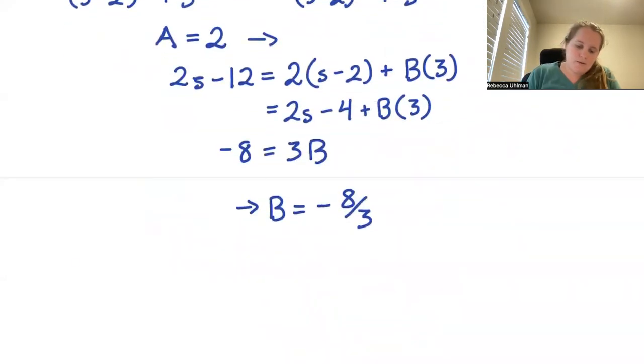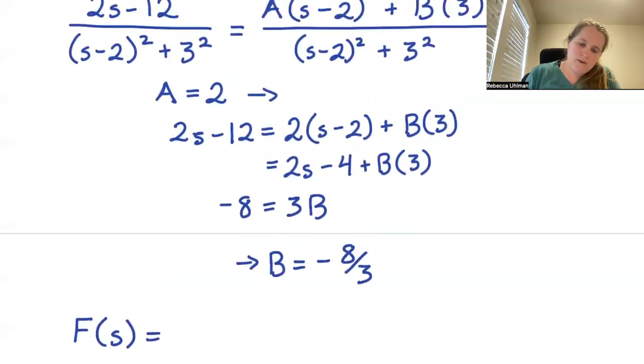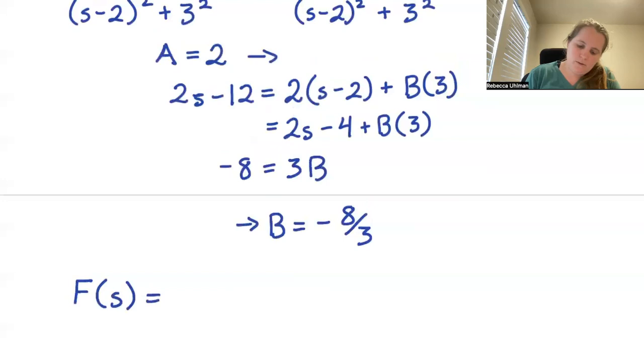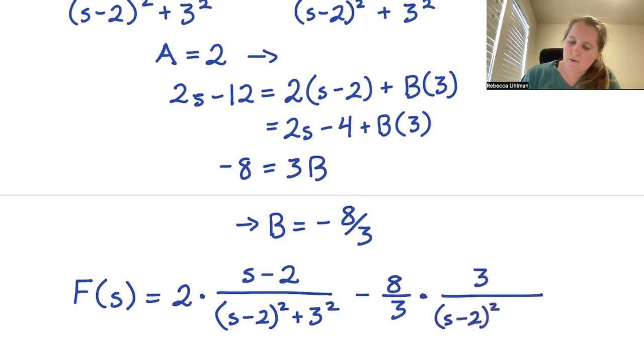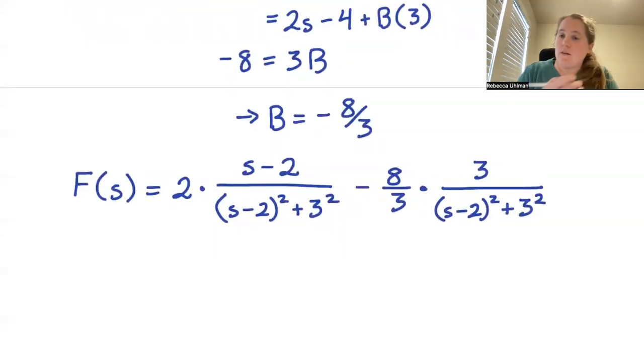So we get that our F(s) is equal to 2 times (s minus 2) over ((s minus 2) squared plus 3 squared), then minus 8/3 times 3 over ((s minus 2) squared plus 3 squared). At this point, we have this in a format that we can recognize.